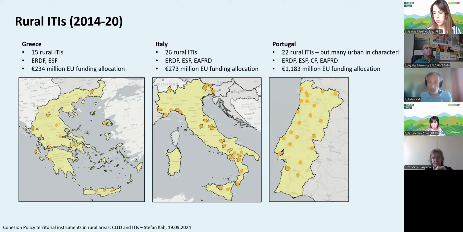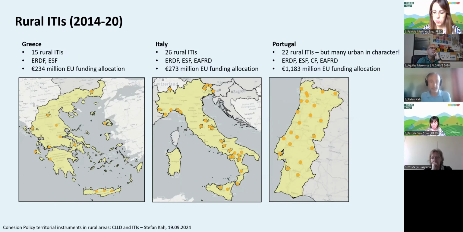And you can see, maybe this is worth highlighting, that they use different EU funds. In Greece, it's still limited to just the cohesion policy funds, so formally the ERDF and ESF. But in both Italy and Portugal, the rural fund is also used in combination with cohesion policy funds. So it's not only in the CLLD cases that I showed you earlier that there is a combination of rural and cohesion policy funding; ITIs also offer this opportunity to combine the funds.